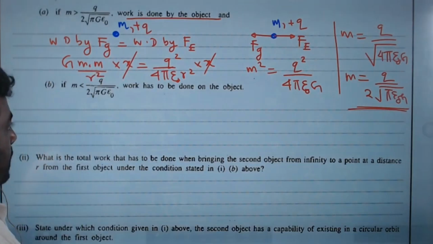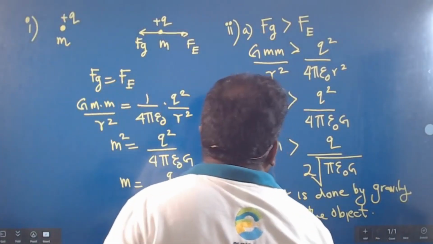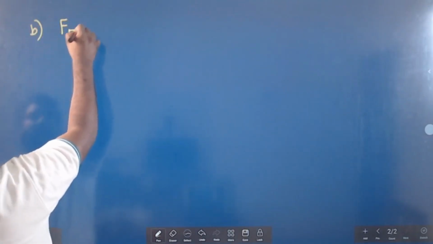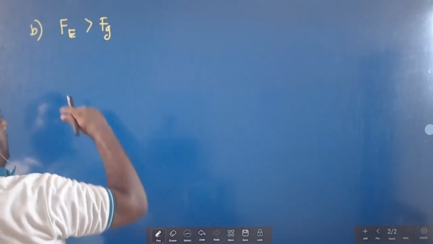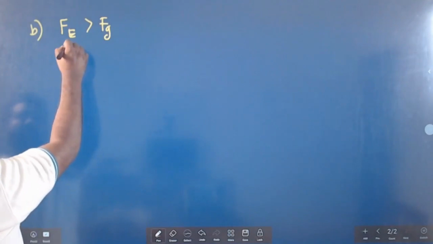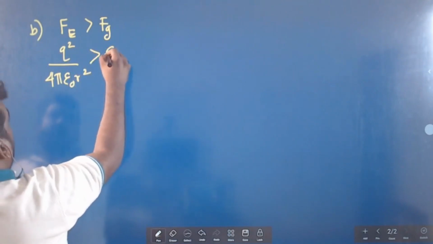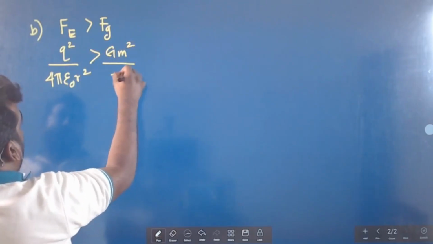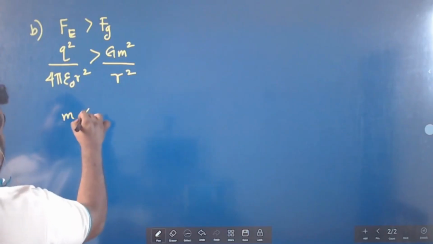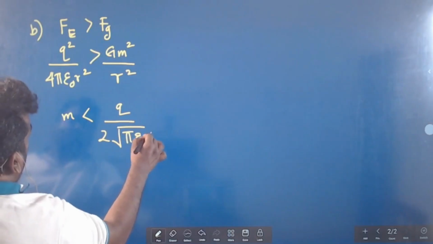Part B. This is part A. Part B. What if electrostatic force is greater than gravitational force? To bring the object, we must do external work. So q squared over 4 pi epsilon naught r squared is greater than capital G M squared over r squared. Simplify this. Simply M is smaller than q over 2 square root of pi epsilon naught G.